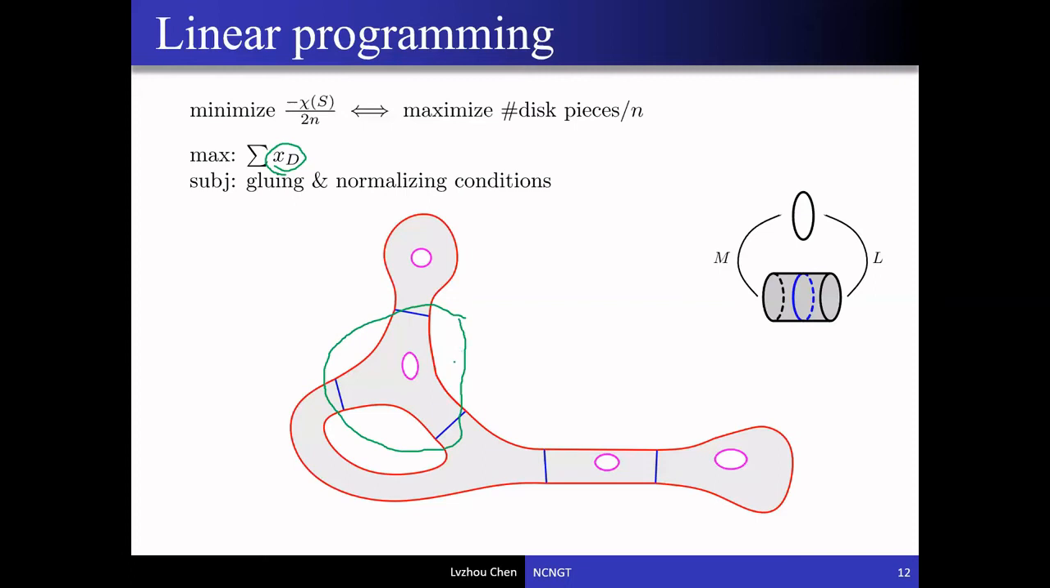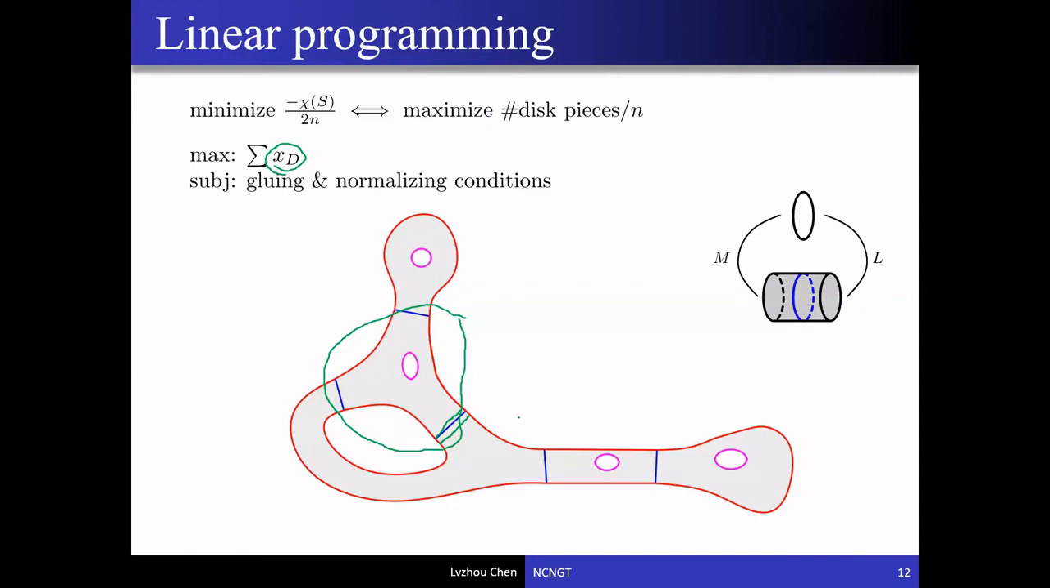Then the objective is to maximize the number of disk pieces. So that is to sum up all the variables corresponding to disk pieces. In particular, this is a linear function. There are also some linear constraints, making sure that, for example, these blue arcs pair up perfectly so that we can glue things up without having any blue arcs left over.